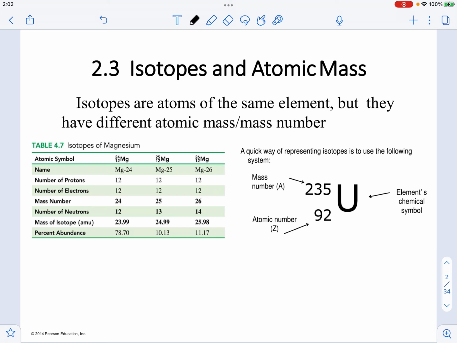In table 4.7, which is a table from a different textbook that I like to also utilize as a reference in this course, understand that it illustrates different isotopes for the element magnesium. When it comes to the name of the isotopes, it's going to be the element name followed by the mass number. And we can see here, because each of these are magnesiums, the number of protons is going to be 12 because that's the atomic number for magnesium. Now, since we're talking about ground state magnesium, that's why the number of electrons is also the same. Now, let's notice that when it comes to the number of neutrons, they're going to be different for each of the isotopes.